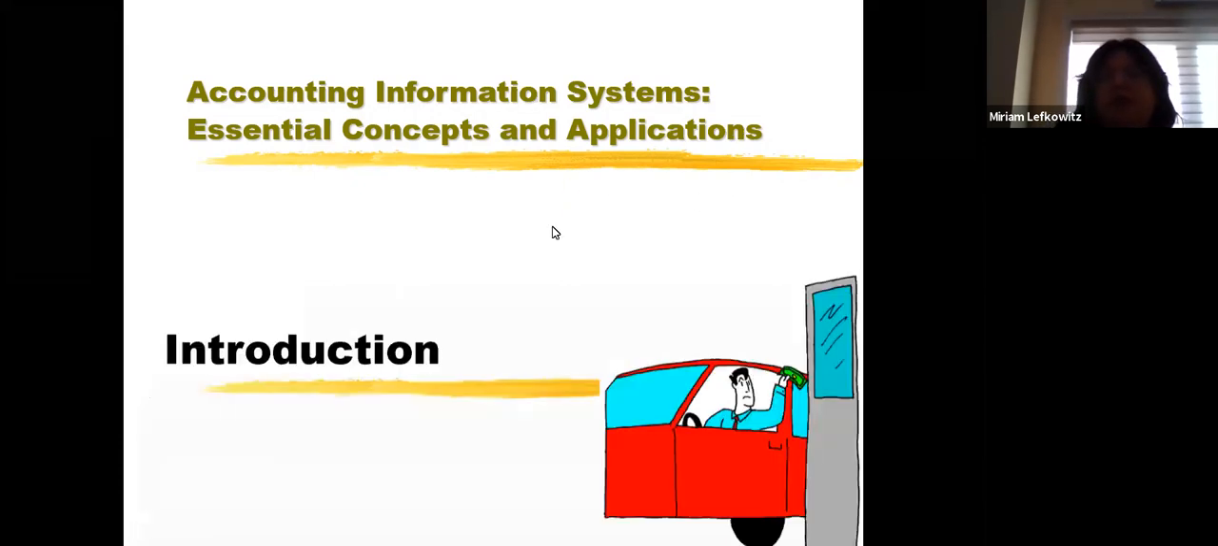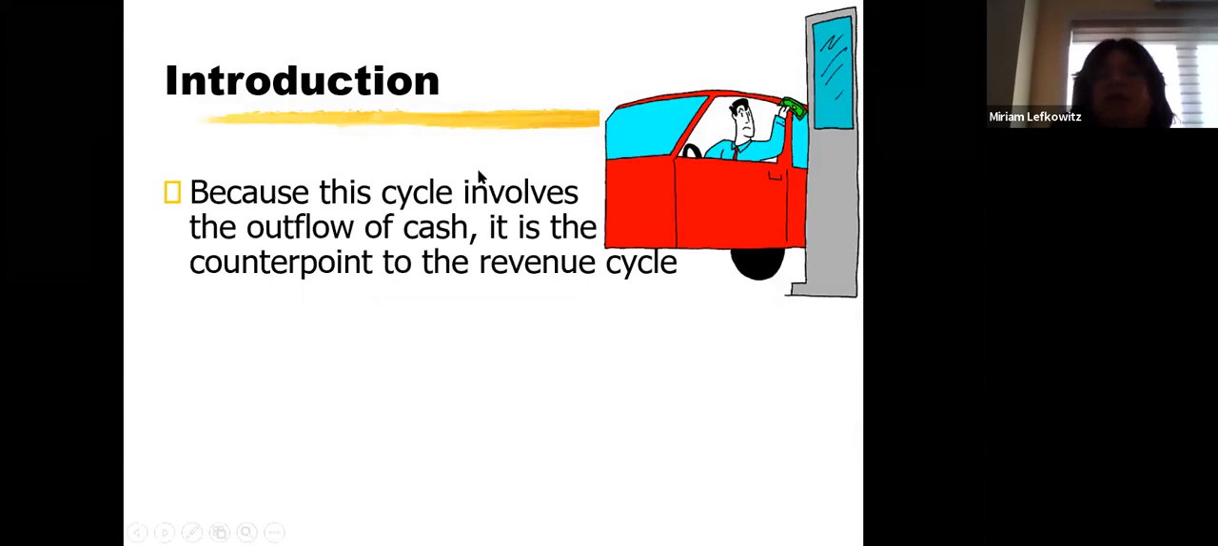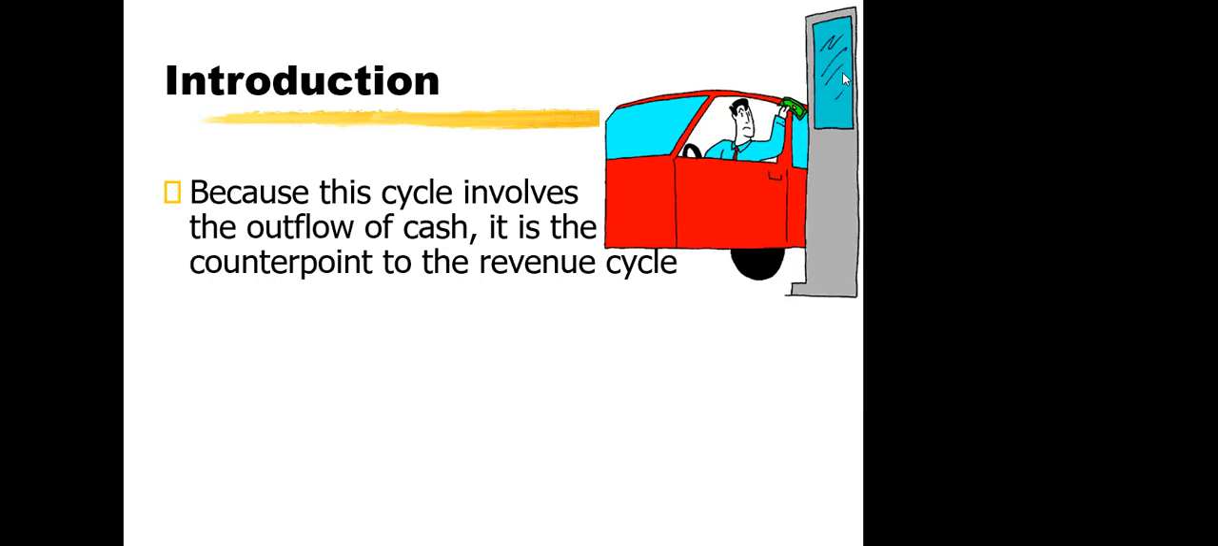So, the expenditure cycle. See that? This is the cycle of spending the money, outgoing cash. So it's cash outflow, and of course it's the opposite of the revenue cycle. In the revenue cycle, accounts receivable is invoices and receiving the money, and here we're spending the money.